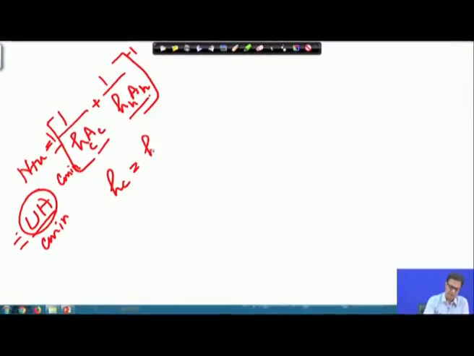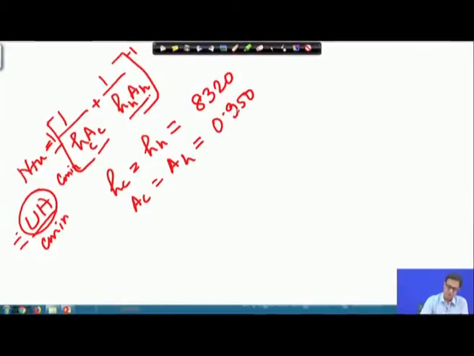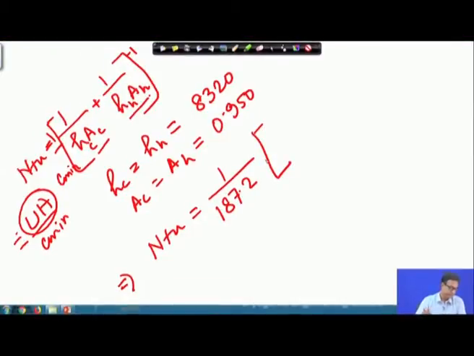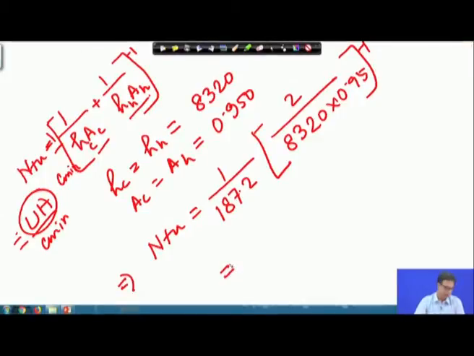In this case we have seen that both the hC AC and hH AH are the same. Here hC is equals to hH is equals to 8320, and AC is equals to AH is equals to 0.950. So, basically these two terms are getting added, and the NTU becomes 1 by 187.2, kilowatt per Kelvin converted into watt per Kelvin, then 2 by 8320 multiplied by 0.95. This whole to the power minus 1 will give you the value of NTU equals to 21.11. Once we know the NTU value, we would be able to calculate the NTU effective value.